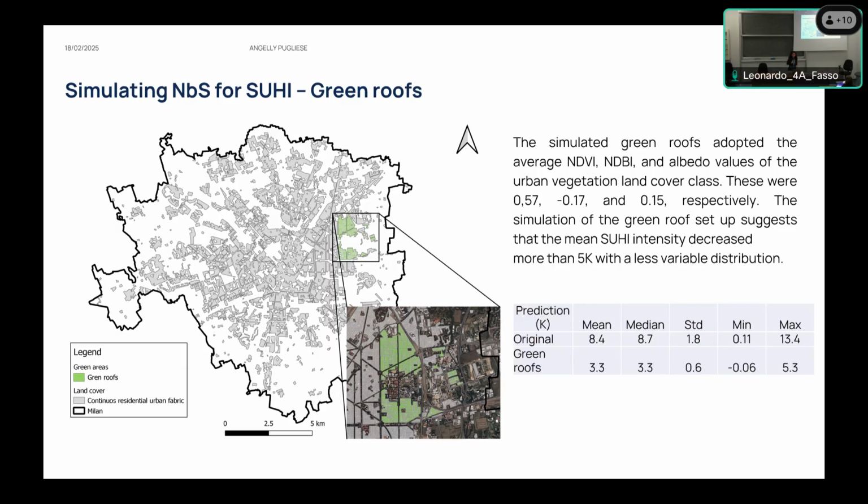But it gives us some information about how the surface urban heat island is changing with respect to simulated nature-based solutions. It should be somehow proportional to what we could find in reality in case any of this implementation happens. So it's a tool for pre-analyzing possible implementation of nature-based solution scenarios.